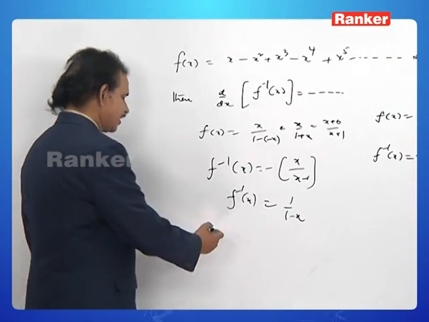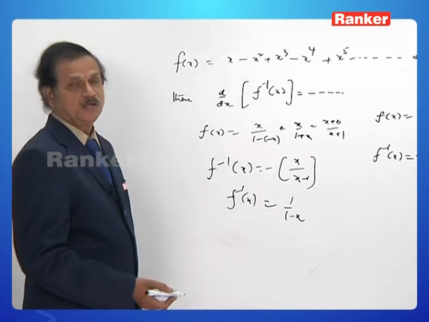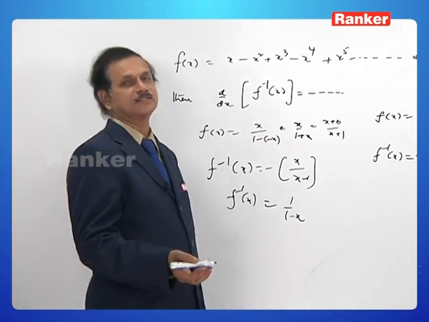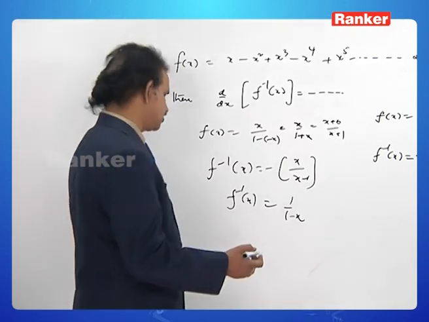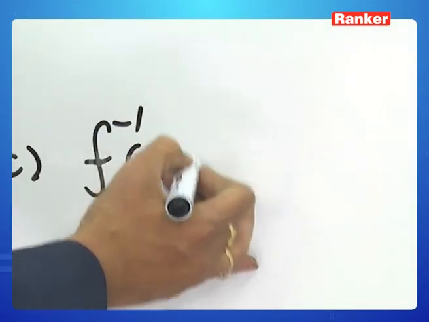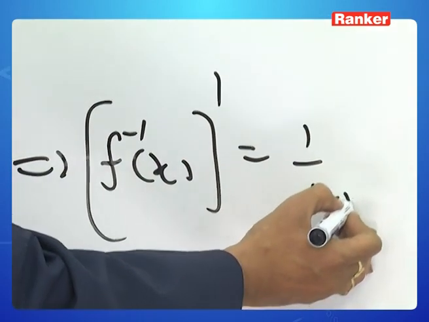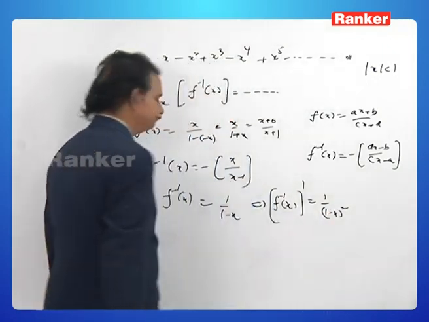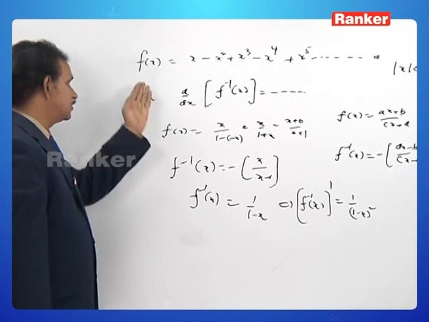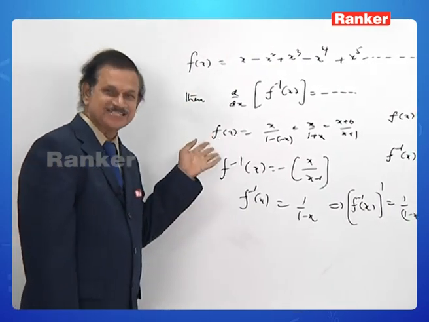Now you have its derivative. Of course, you can get the derivative by using the formula or by directly finding the derivative. The derivative of x by 1 minus x is 1 by (1 minus x) whole square. That is the derivative of f inverse of x, which is 1 by (1 minus x) whole square. So this is the way in which we attack problems of such sort.